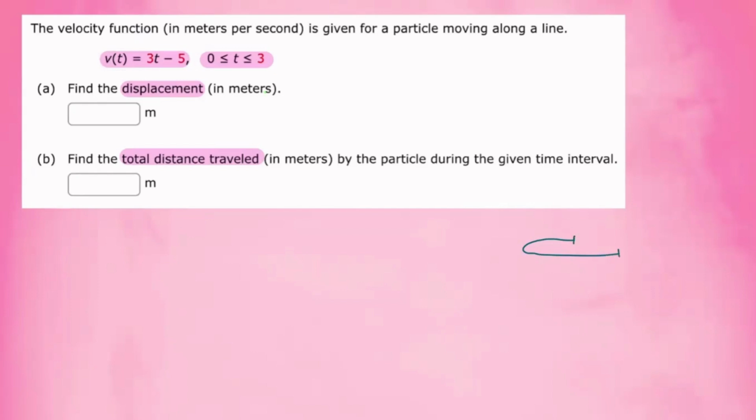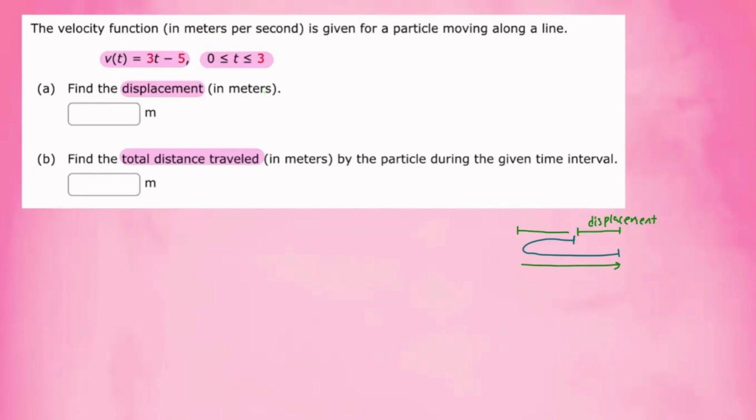So this distance that we're going to compute, this is going to be the displacement, whereas the total distance traveled will be adding up this distance and this distance. That will be the total distance traveled. So let's see, how do we calculate that?